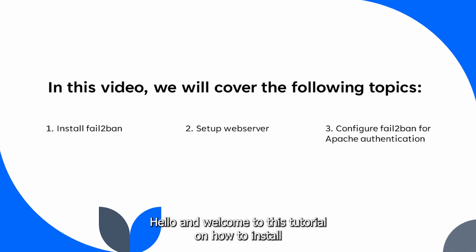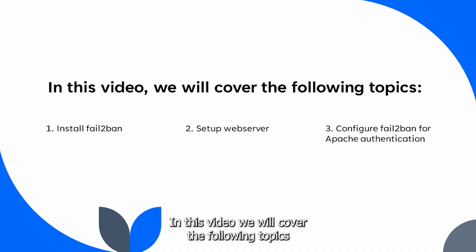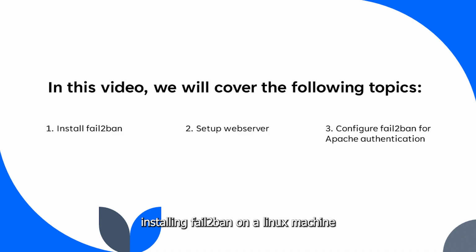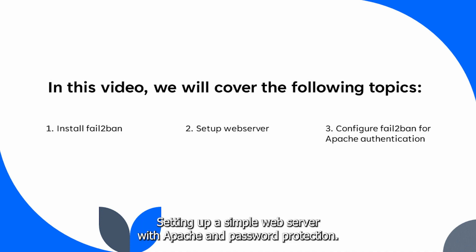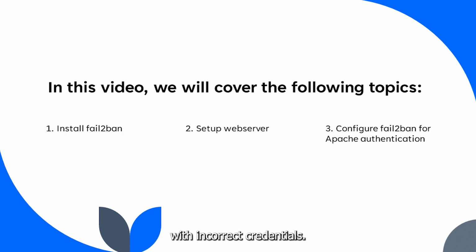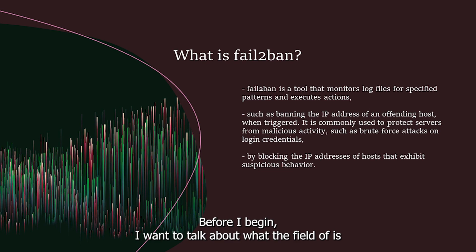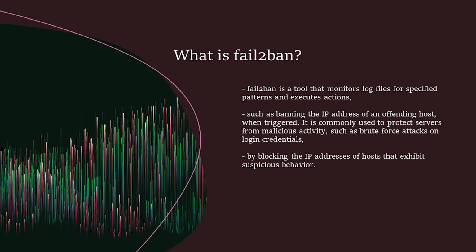Hello and welcome to this tutorial on how to install and configure fail2ban for Apache authentication. In this video, we will cover the following topics: installing fail2ban on a Linux machine, setting up a simple web server with Apache and password protection, configuring fail2ban to detect and block users who try to access the web server with incorrect credentials. Before I begin, I'm going to talk about what fail2ban is.